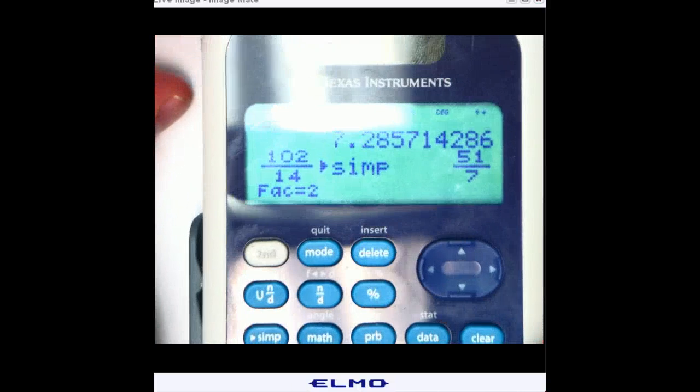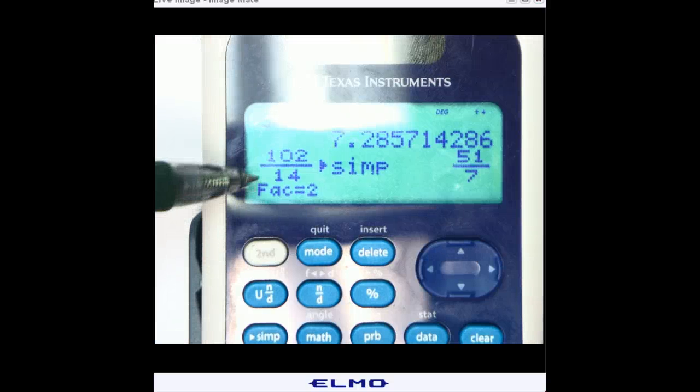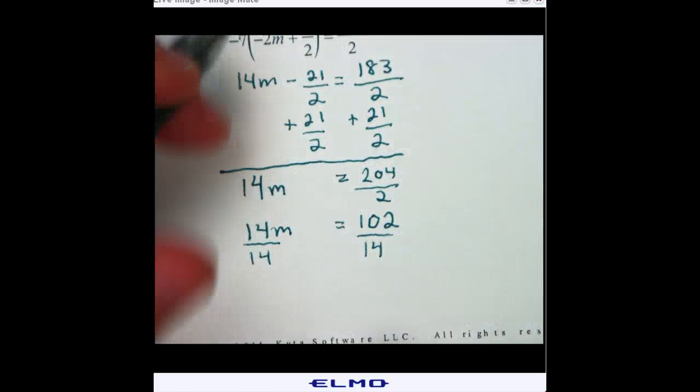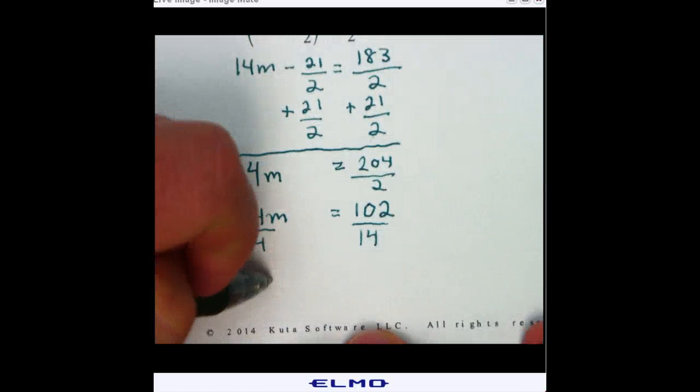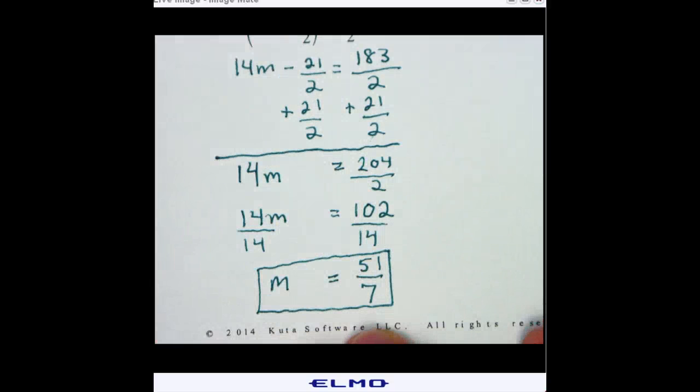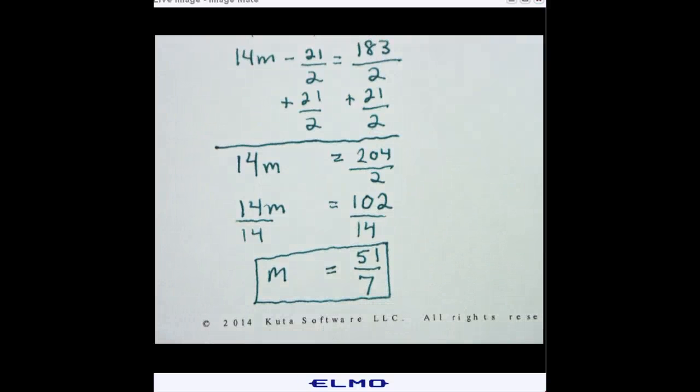You see, I just have a button, simplify, and it does it for me. I don't have to worry about what goes into 102 and 14 and deal with that whole headache. And so all the difficulties of fractions are gone. Okay, you don't have to worry about it anymore. Alright, there you go.